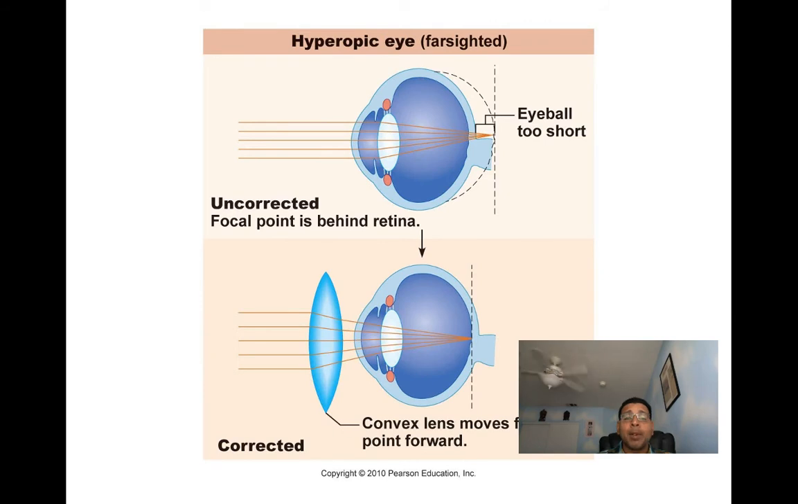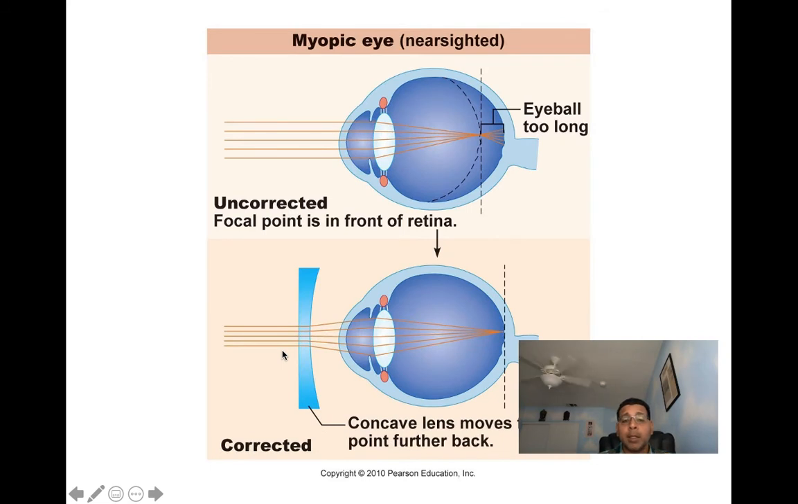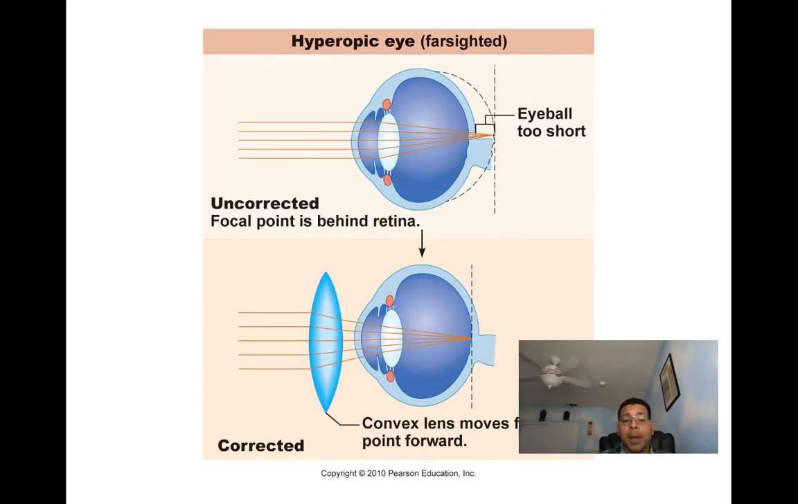Now, if we talk hyperopia, a hyperopic eye or farsightedness, this occurs when distant objects focus behind the retina. So we correct that with convex lenses as opposed to concave lenses for the myopic eye. So in the hyperopic eye, we use convex lenses, and they're going to help move that focal point forward. Hyperopia results from the eyeball being too short.